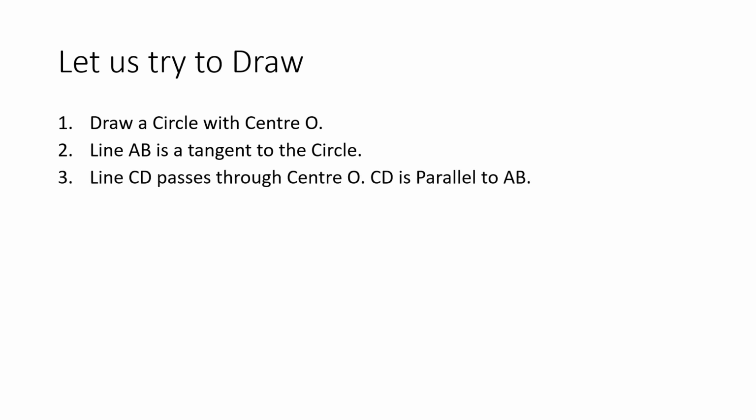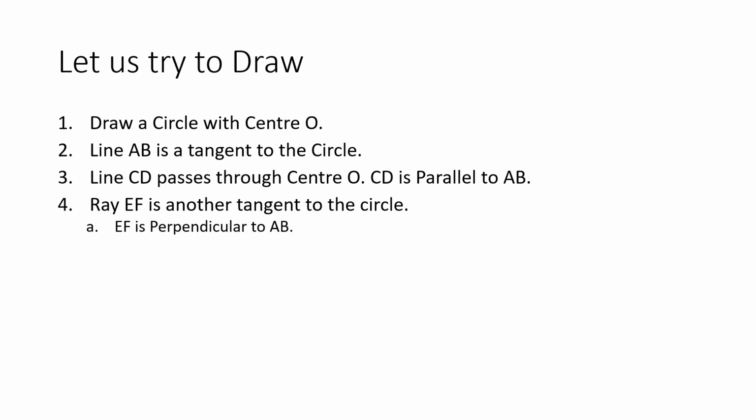Draw a circle with center O. Line AB is a tangent to the circle. Do you remember what a tangent is? Look back at your lesson on circles and you will find out. Line CD passes through center O. CD is parallel to the line AB. Ray EF is another tangent to the circle. EF is perpendicular to the line AB.